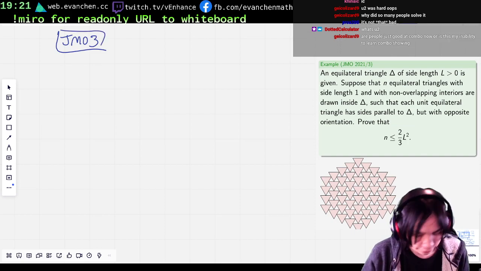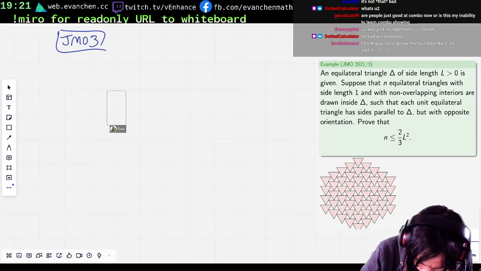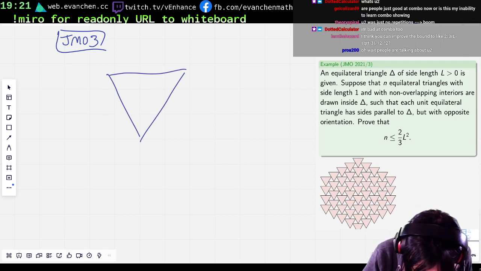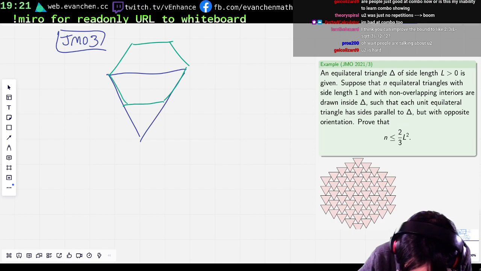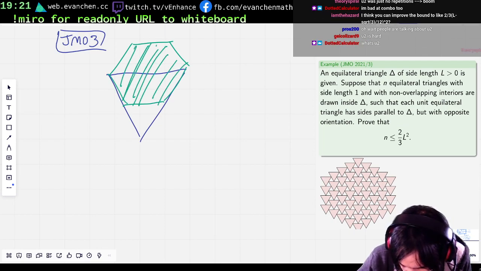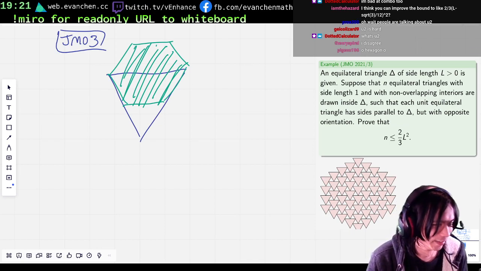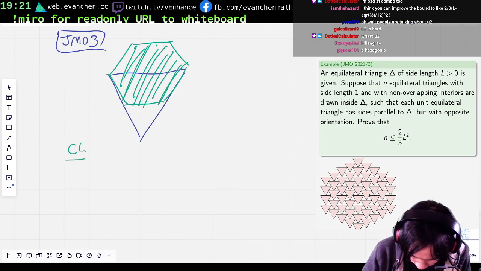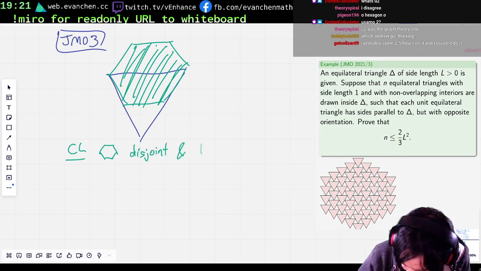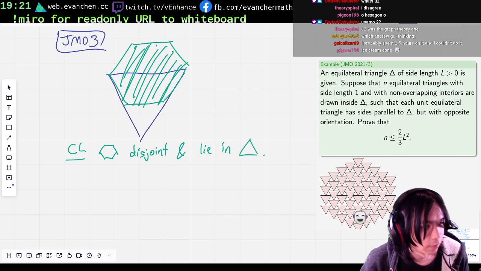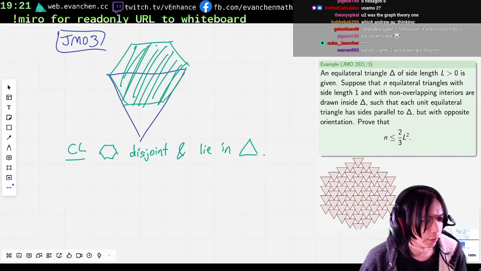So basically the claim is as follows. Look at any downwards equilateral triangle. This solution I think was given by Andrew Gu, to give credit. This is not the author's original solution. What we're going to do is construct a hexagon that looks like this. For every downwards equilateral triangle, I construct this hexagon. Claim: the hexagons are disjoint and lie inside the big triangle Delta. This is true. You can just check it.